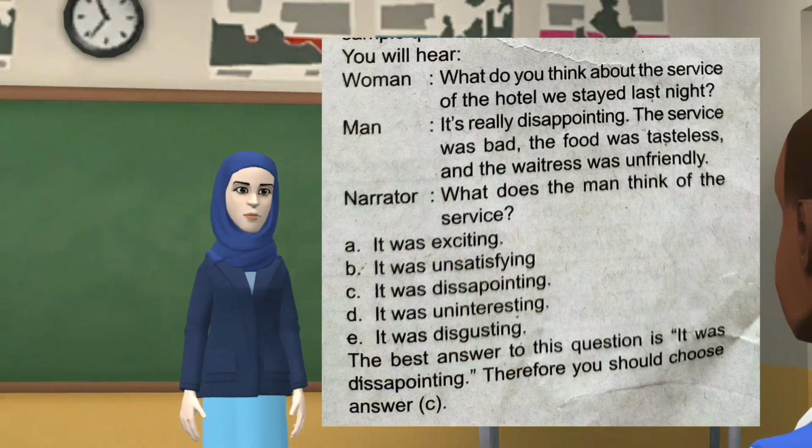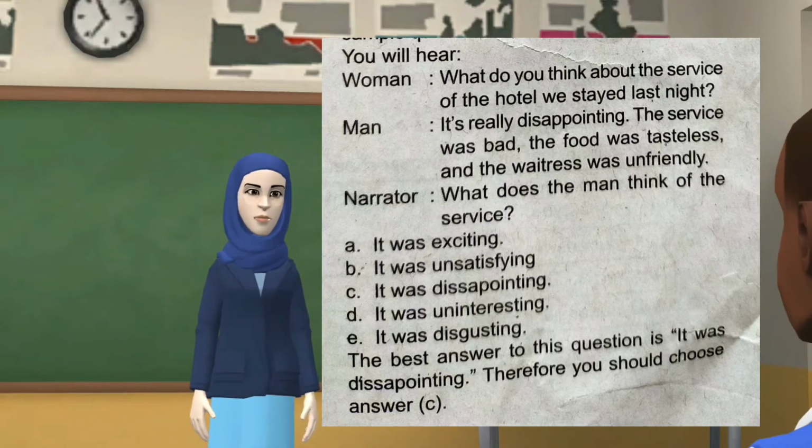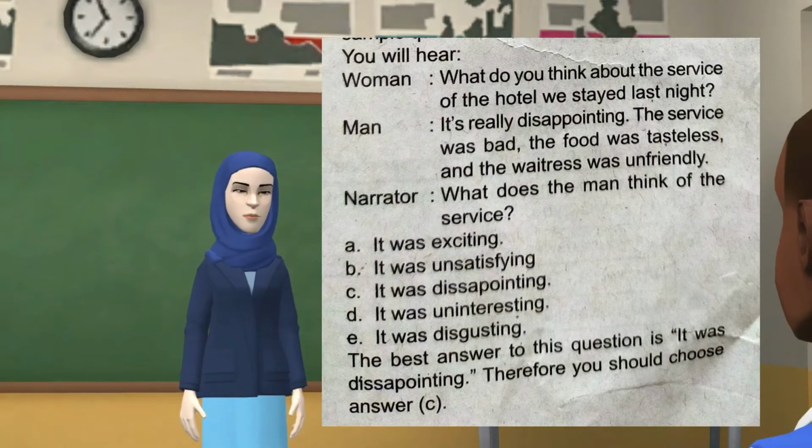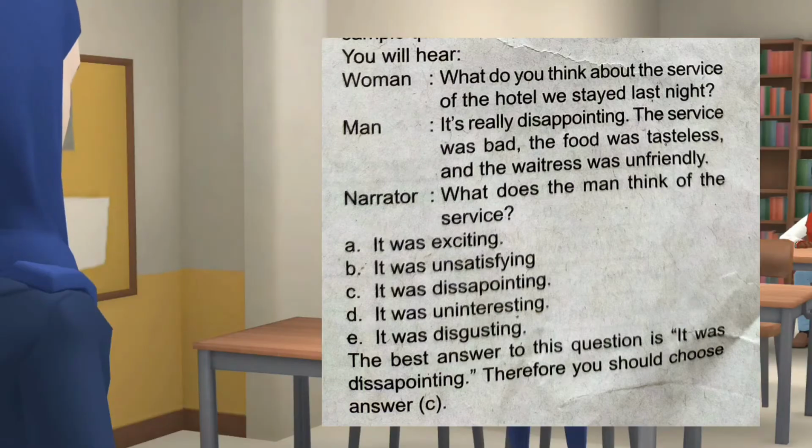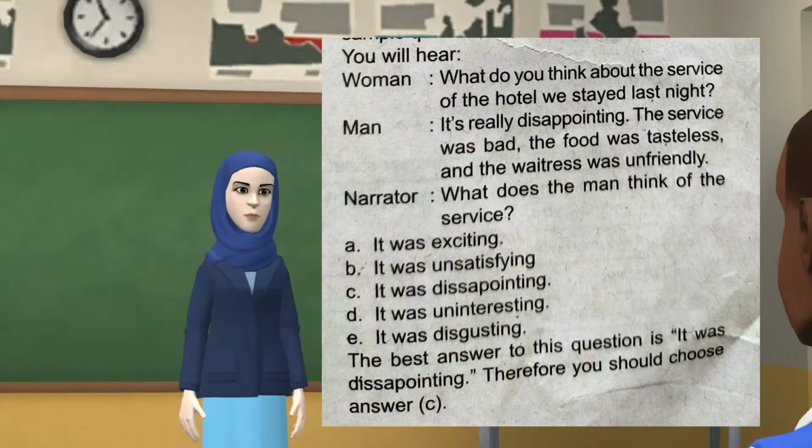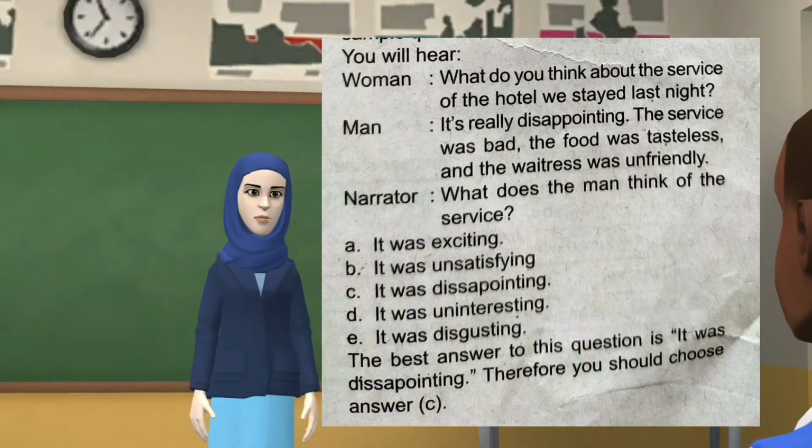You will hear, "What do you think about the service of the hotel we stayed last night?" It's really disappointing. The service was bad, the food was tasteless, and the waiters was unfriendly. What does the man think of the service?